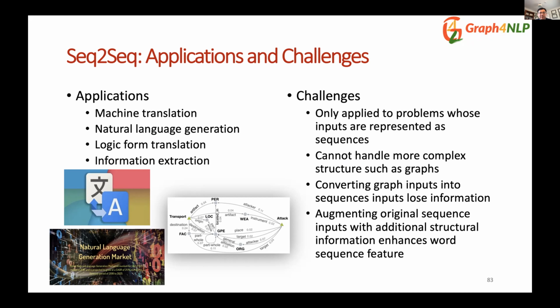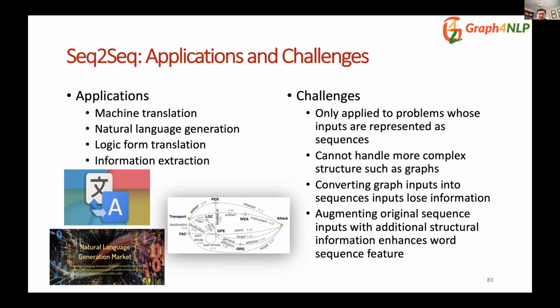What kind of applications do we typically use it for? It started from machine translation, but people later found that it's very useful for any kind of generation task. Later people have been using it, for example, for natural language generation, logic form translation, and information extraction. The challenge here is that the sequence model is only suitable for tasks where your input is represented as a sequence. But as we mentioned here, the sequence input can easily be transformed into a graph input, which may contain much more information. Therefore, the sequence model cannot really deal with this complex structure.